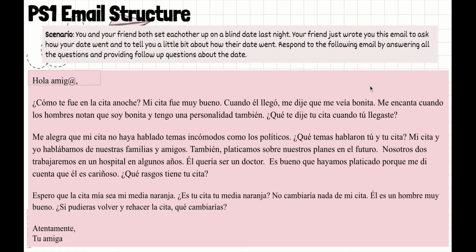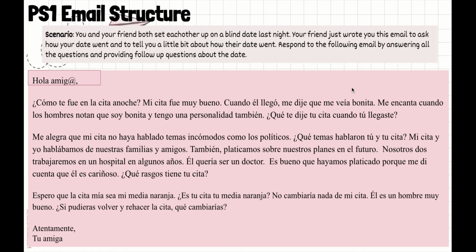Second thing is to notice how they called us their amigo, amiga. So this tells us that your response can be in the tú form instead of usted form, because it can be more informal because they're calling you friend.